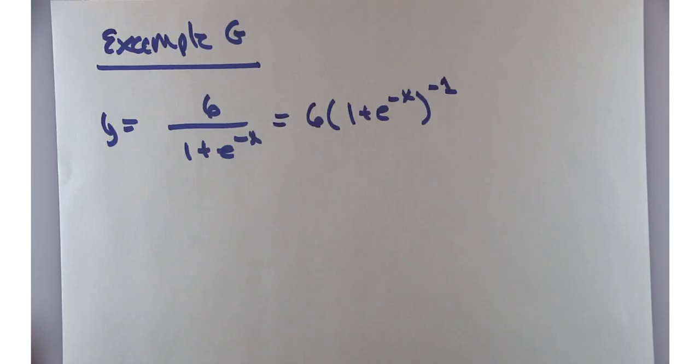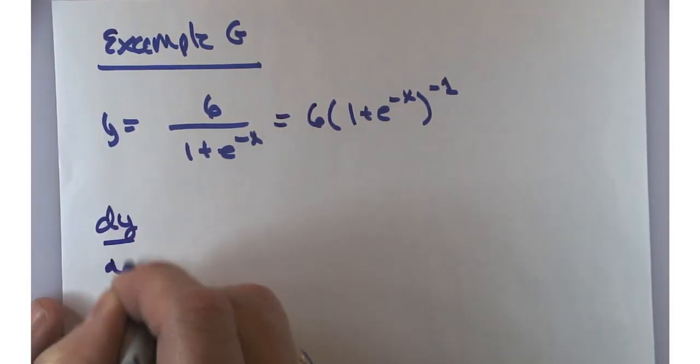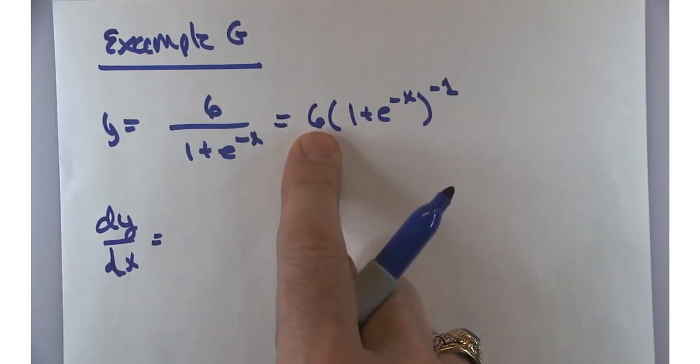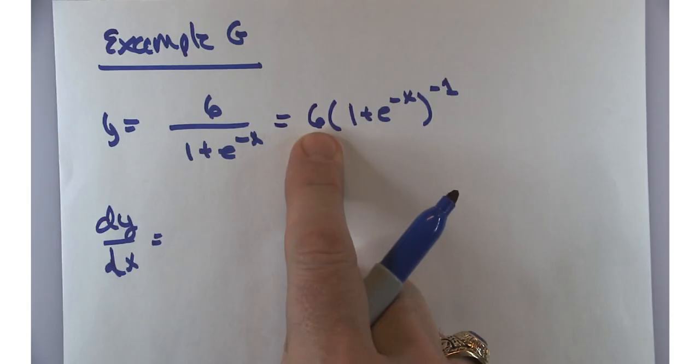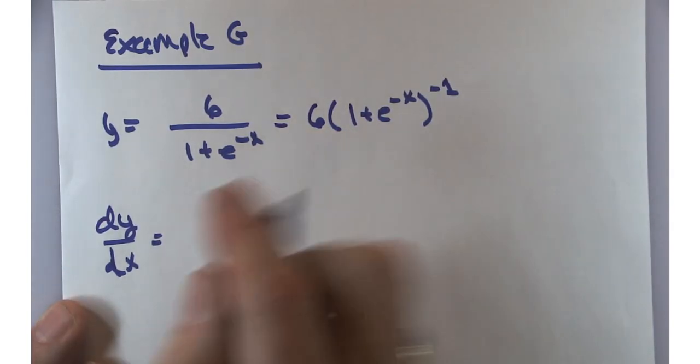If you rewrite it as something to the negative first power, now I don't have to use a quotient rule. And if all you need is just a derivative, it might be the way to go. dy by dx. What's the derivative of a constant? It's just 0. We kind of ignore that. We're just going to multiply 6 times the derivative of this function.